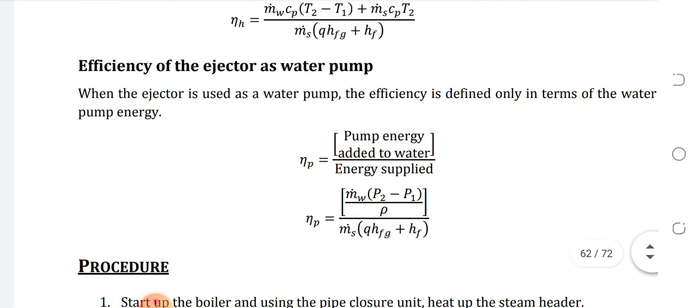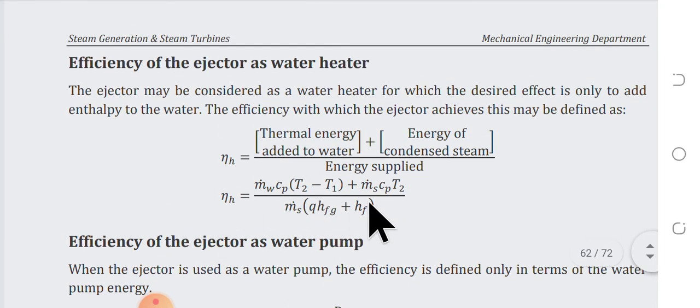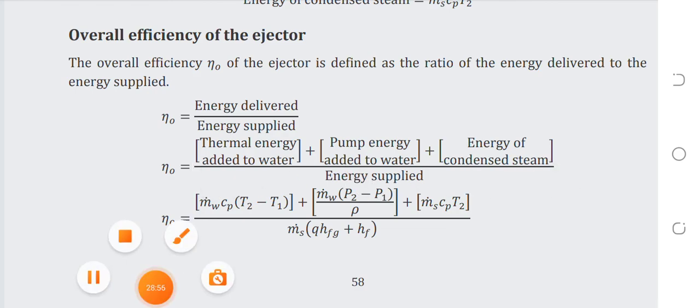Okay, now these are the efficiency formulas. In the overall efficiency, we have the thermal energy added to the water, the pump energy, and the energy of condensed steam. This is the overall efficiency. And energy supplied is simply the energy of the steam, that is ms times hf plus x hfg.